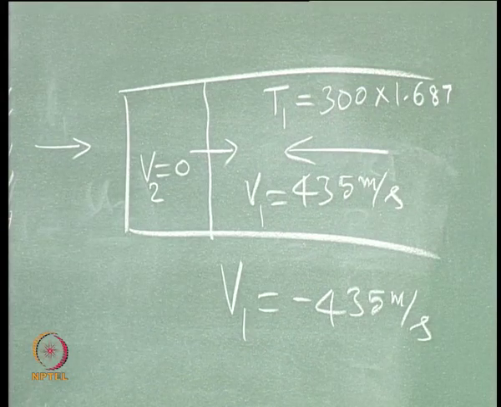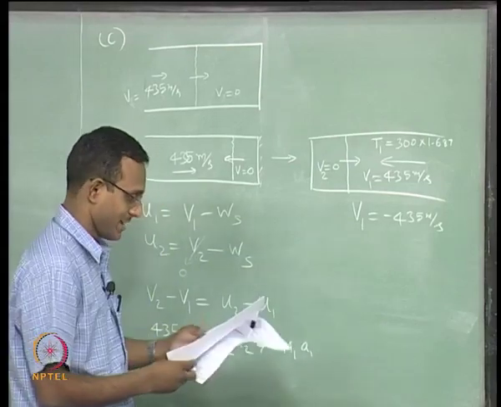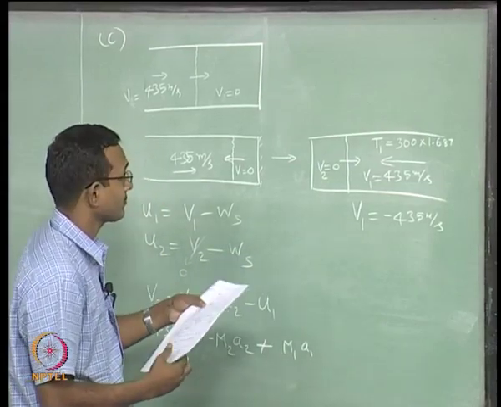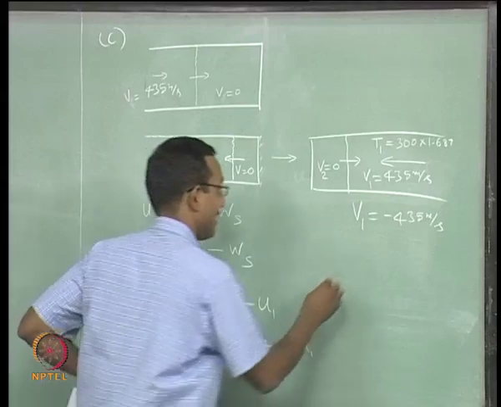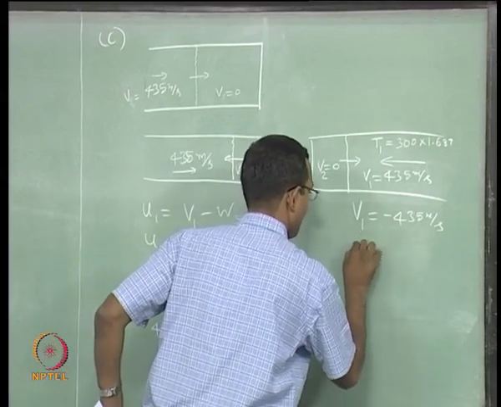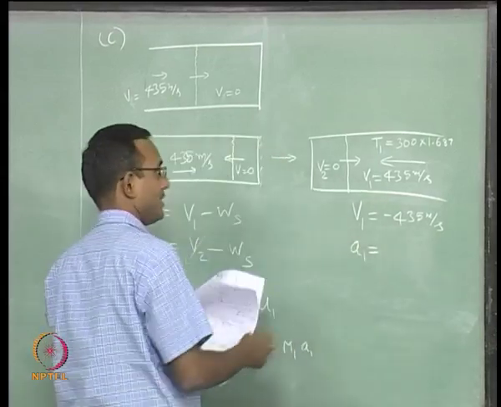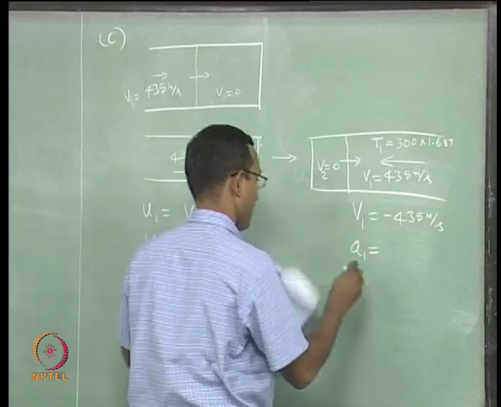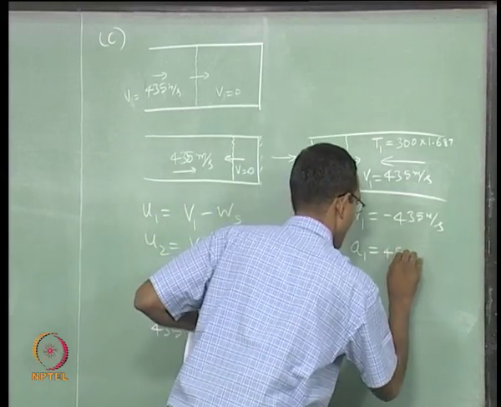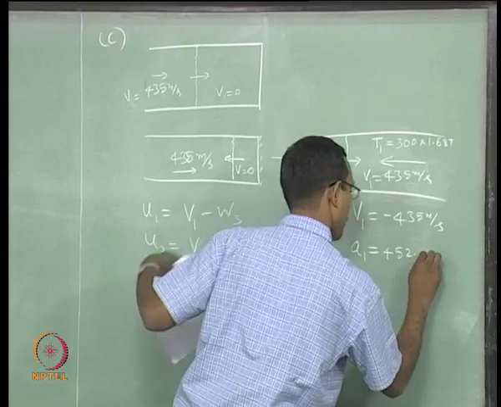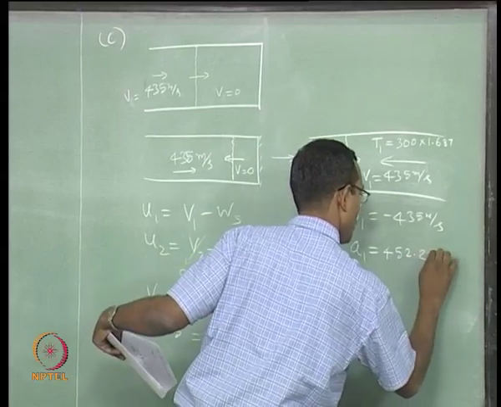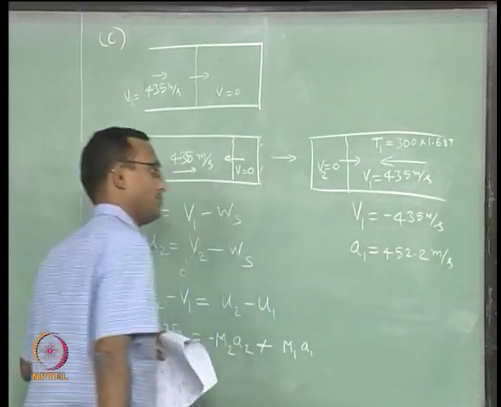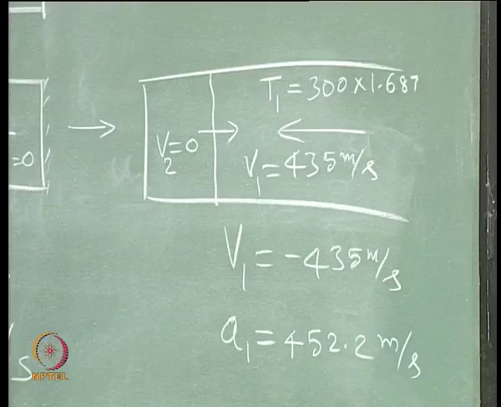We wrote this T2 by T1 value before, in fact it is slightly shown on this page. Anyways, from there I will get the A1 value. I have to find the square root of gamma RT, and that comes out to be 452.2 meters per second. You get it to this value.